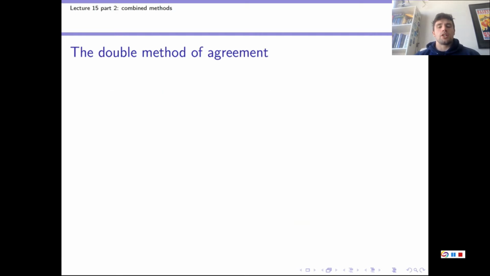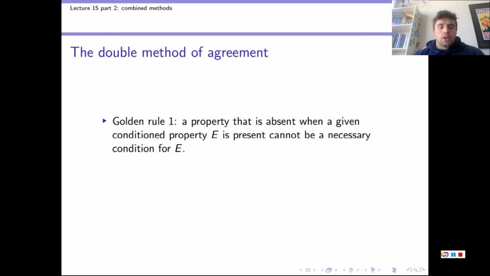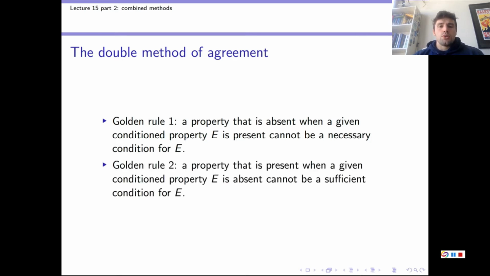Remember, this is the combination of the direct method of agreement, which lets you find suspected necessary conditions, and the inverse method of agreement, which lets you find suspected sufficient conditions. So here are the 2 golden rules, just before I start asking questions. Golden rule 1, a property that is absent when a given conditioned property E is present cannot be a necessary condition for E. And golden rule 2, a property that is present when a given conditioned property E is absent cannot be a sufficient condition for E.